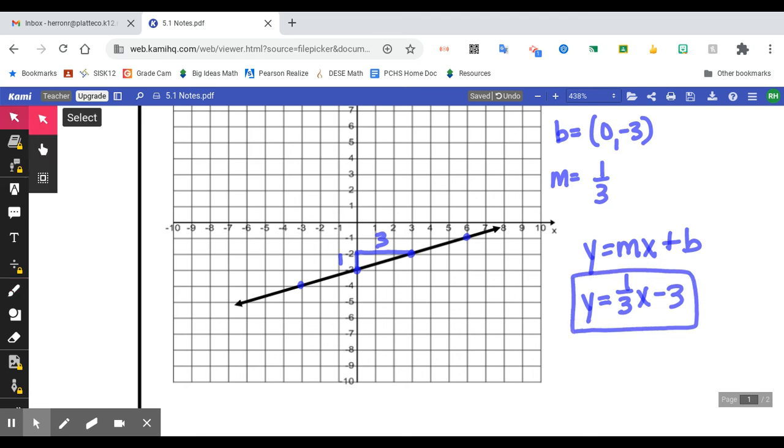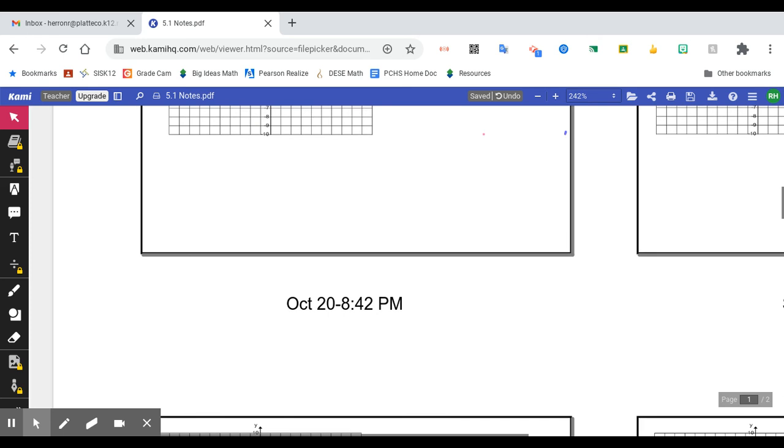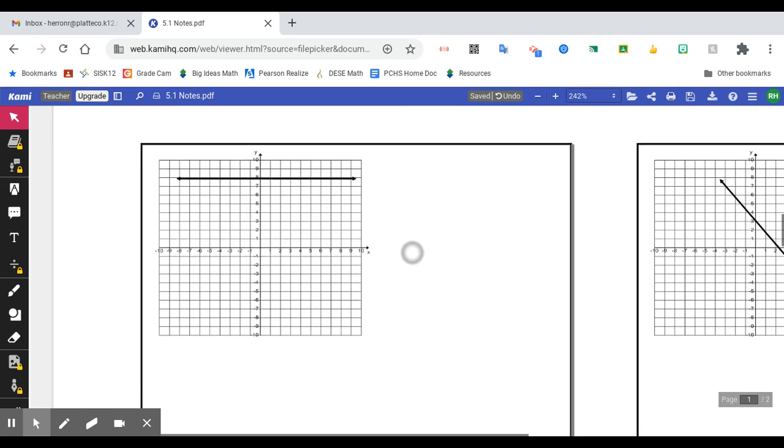Perfect. Good job. Okay, hopefully this is coming back to you. We've already done this. See if I can get my screen to cooperate here. Let's go to the next one.